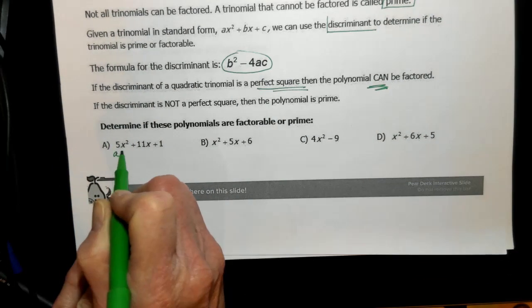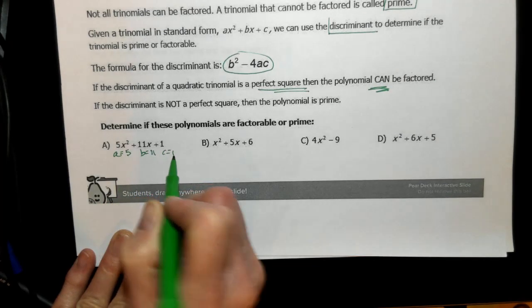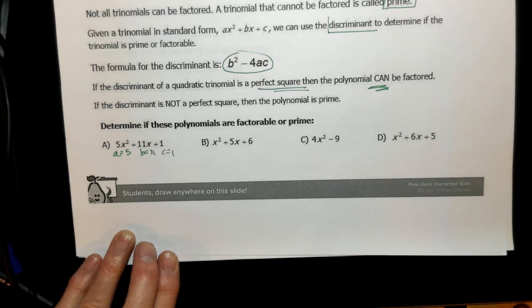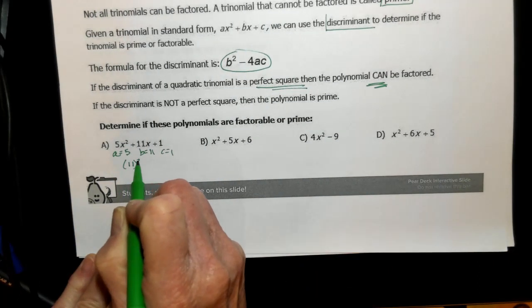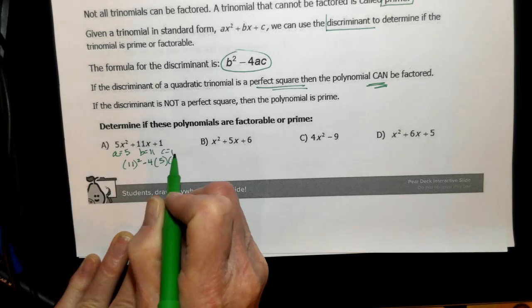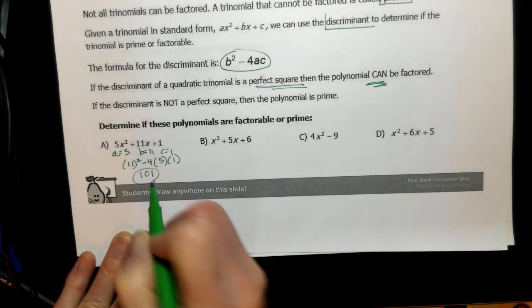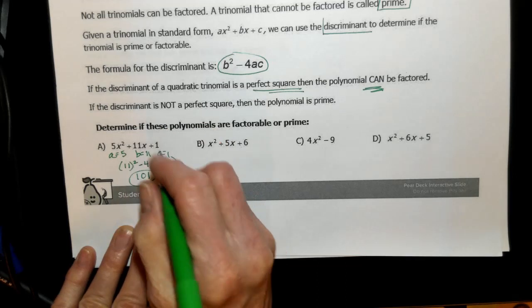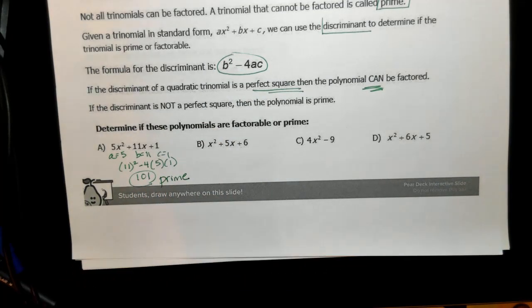So a is 5, b is 11, and c is 1. Okay, so we want to find out, can these be factored? So it's b squared, always use parentheses, minus 4 times a times c. Okay, and when we do that, you get 101. That's not a perfect square, so this trinomial is prime. Stay tuned for our unit on quadratics, and I'll show you what to do so you can get a solution.